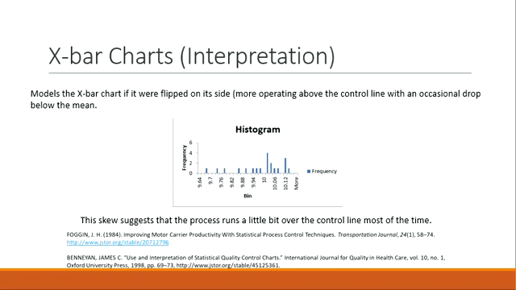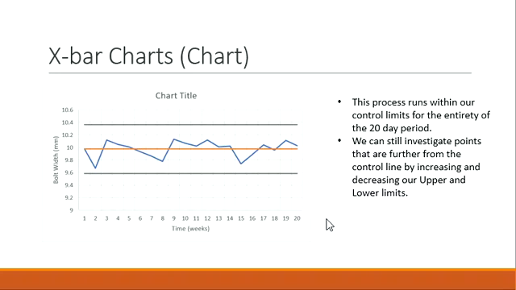And it's often said that X-bar charts are histograms flipped on their side and vice versa. In this case, this histogram models the X-bar chart if it was flipped on its side. As we can see, there's a slight skew to the left, which means our process runs a little bit over 10 millimeters each time, which means we're producing bolts that are a little bit wider than we'd like, but as we can see, there's no outliers or major skew. So this supports the fact that our process is running in control, more or less. And if we go back to our chart, we can see that this is supported by the fact that we hang above the control line more often than not.